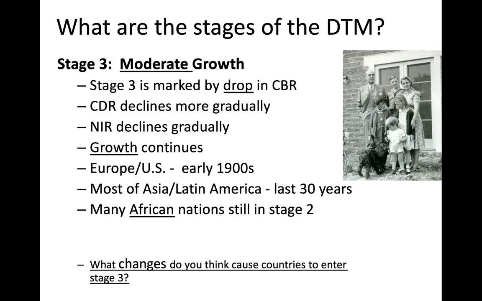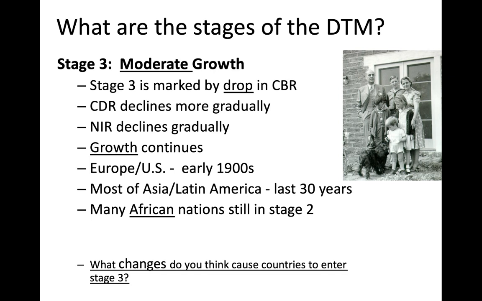Stage 3 of the demographic transition model is marked by moderate population growth. Stage 3 has a drop in crude birth rates. Crude death rates are also continuing to decline, but at a more gradual pace than compared to stage 2. Therefore, your natural increase rate continues to decline gradually. Population growth still continues, however, it's not as fast or as rapid as it was in stage 2.